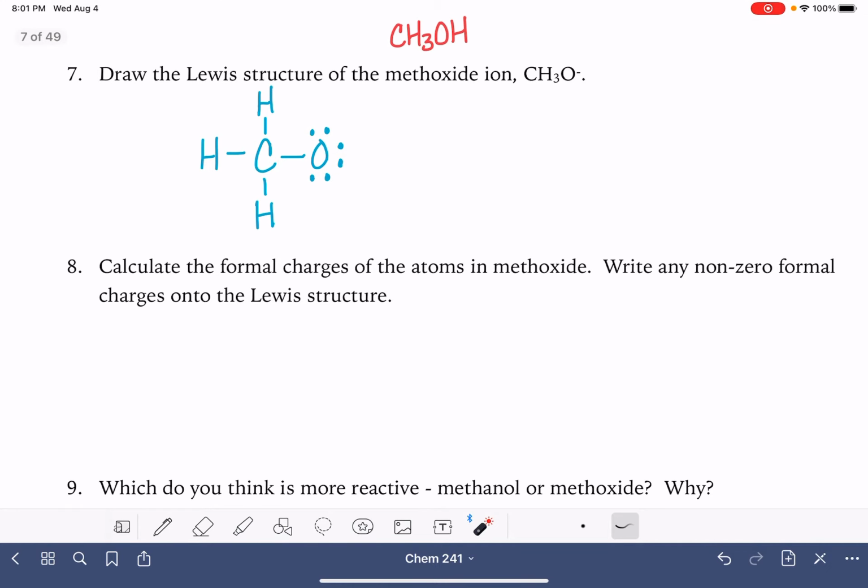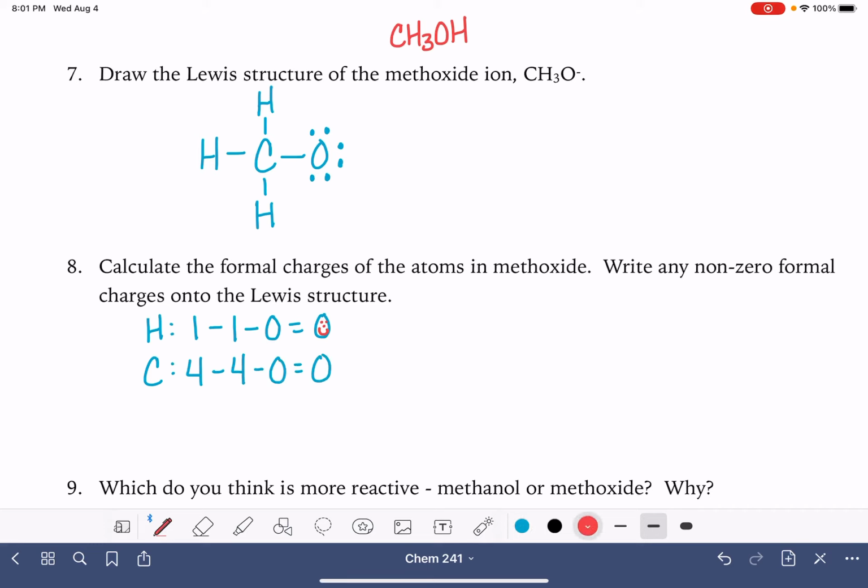Calculate the formal charges of the atoms in methoxide, starting with our hydrogen. Hydrogen has one valence electron. Each one of these hydrogen atoms has one bond, and they have no non-bonding electrons. So the hydrogen atoms are still all perfect. The carbon atom, carbon has 4 valence electrons. The carbon in this molecule has 4 bonds, and it has no non-bonding electrons. So it also still has a formal charge of 0.